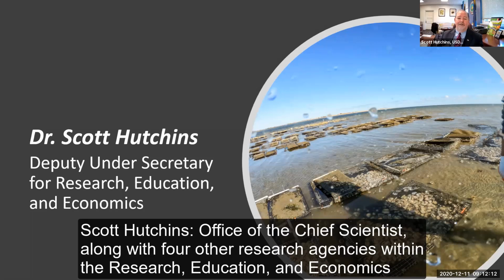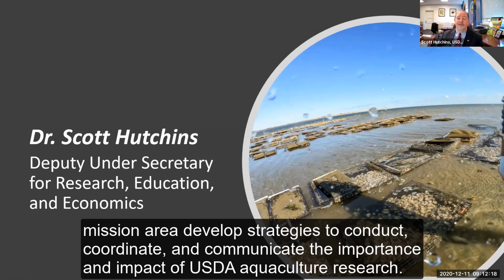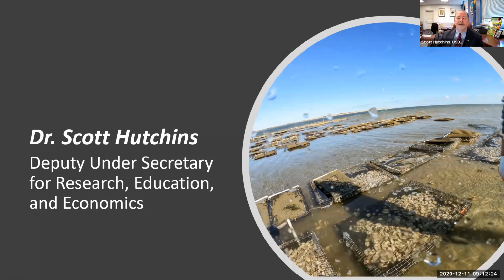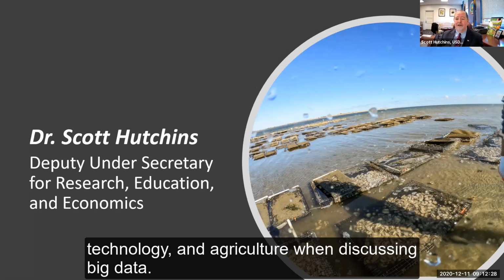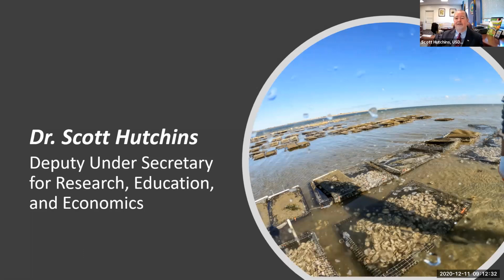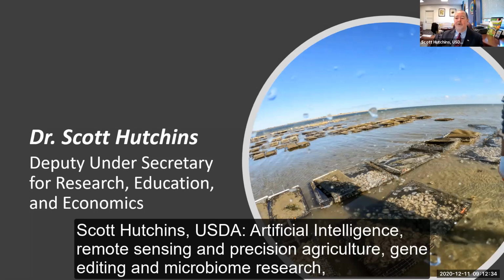Office of the Chief Scientist, along with 4 other research agencies within the Research, Education, and Economics mission area, developed strategies to conduct, coordinate, and communicate the importance and impact of USDA aquaculture research. This includes improving public perception on the convergence of the sciences, technology, and agriculture when discussing big data, artificial intelligence, remote sensing and precision agriculture, gene editing, and microbiome research, among many others.